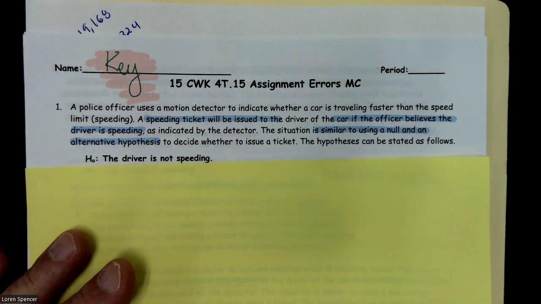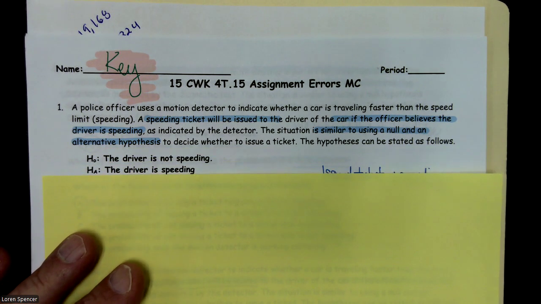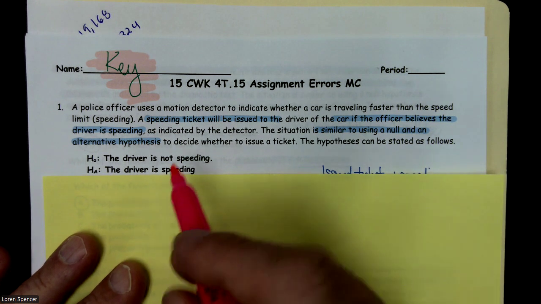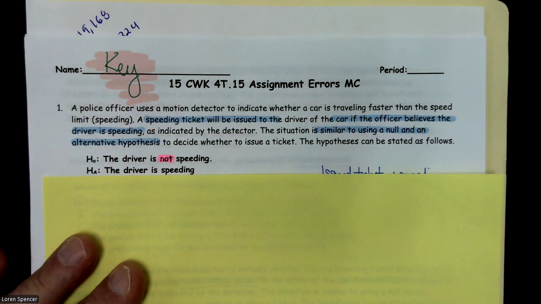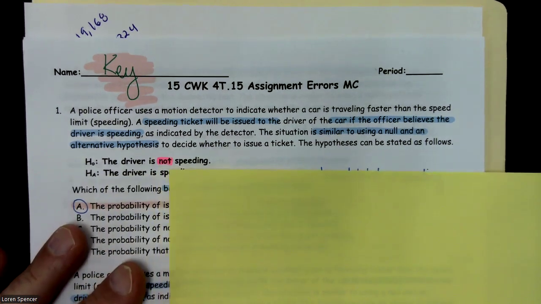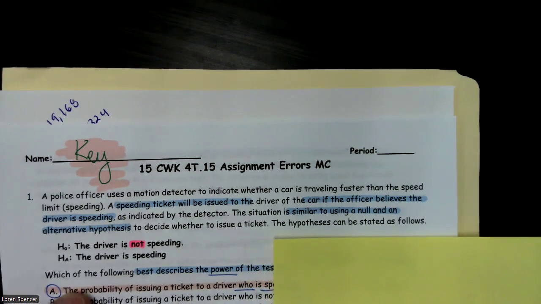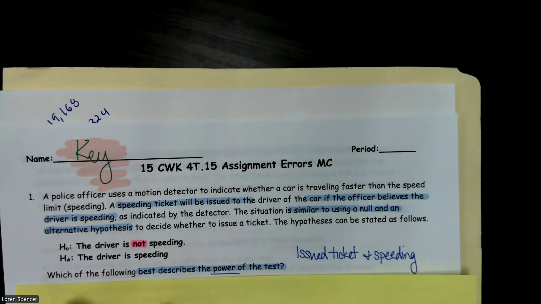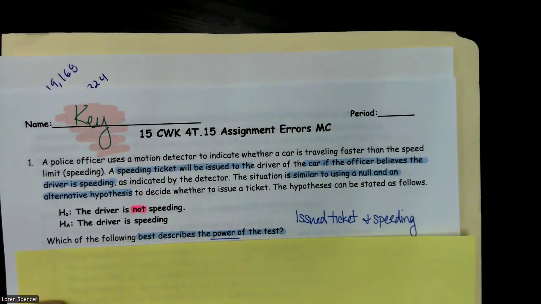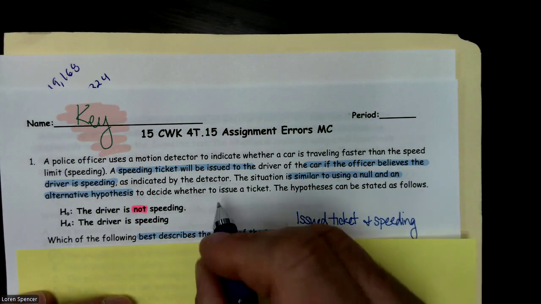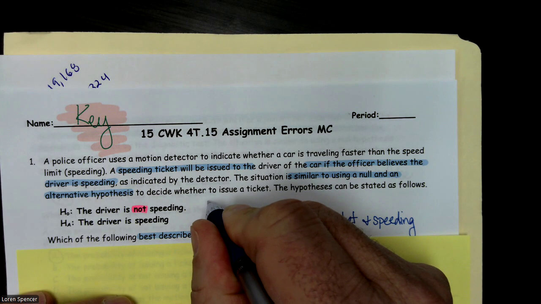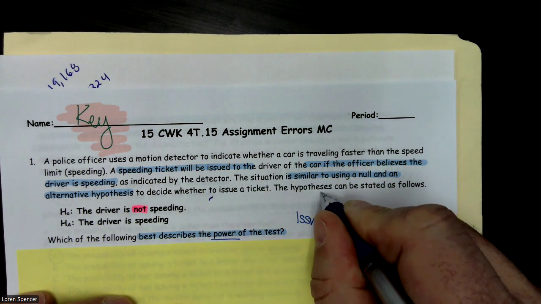The hypothesis can be stated as follows. The driver is not speeding, or the driver is speeding, because we assume innocence. So notice the word not in the null. Which of the following best describes power of the test? Well, power of the test by definition is rejecting when you're supposed to reject. Power is correctly rejecting.